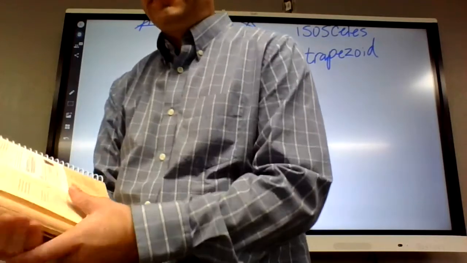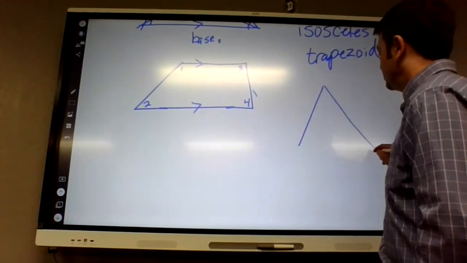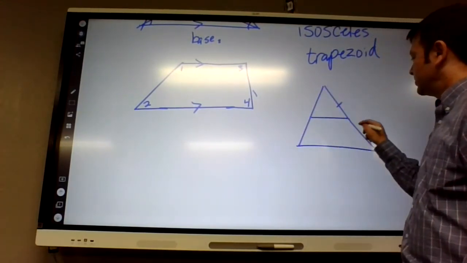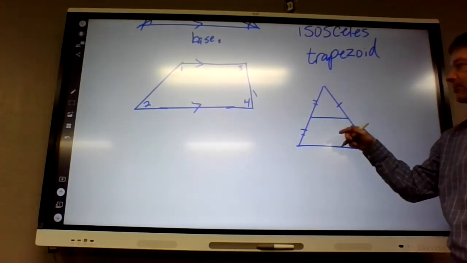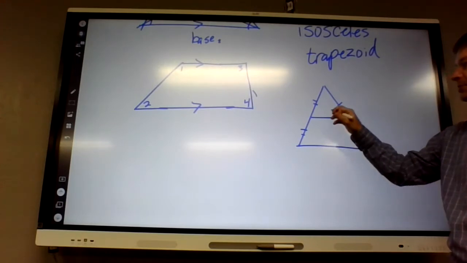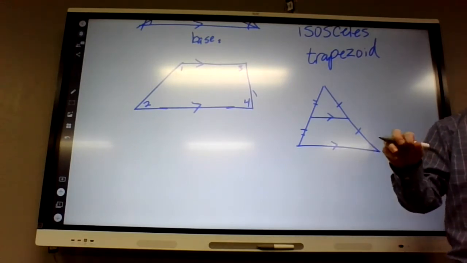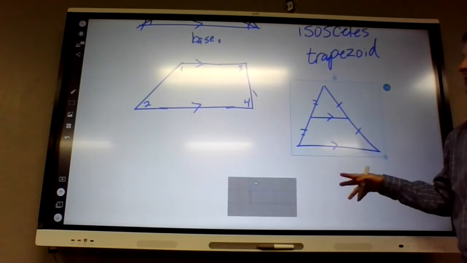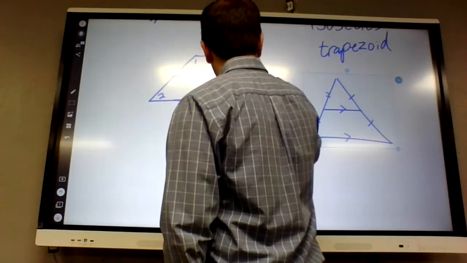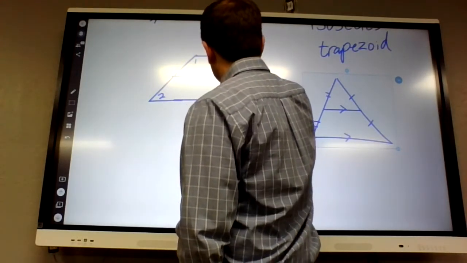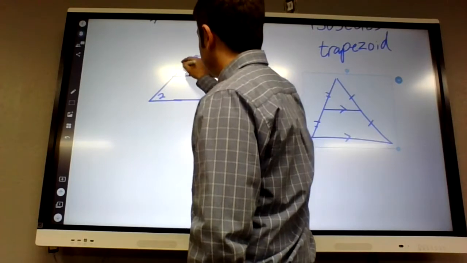Oh, yeah, I did forget one thing. Do you guys remember a mid-segment? From a triangle? If it goes to the midpoints, it's called a mid-segment on a triangle. And what do we know about the mid-segment of a triangle? It's parallel to one of the bases, and what else did we know? This is half the length of this, it turns out. So on a trapezoid, you can also have a mid-segment. So this would be equal to this, and this would be equal to that.